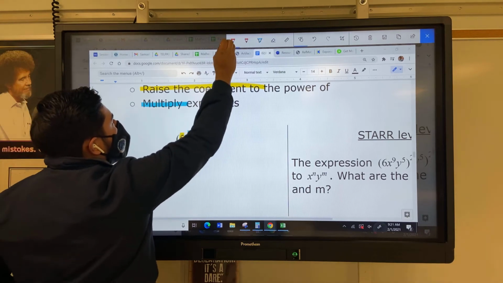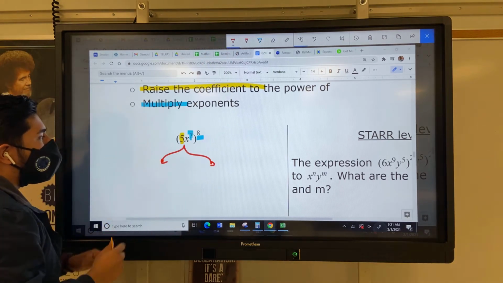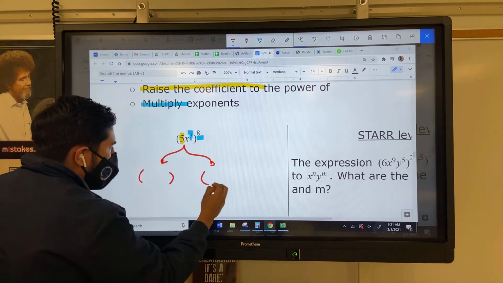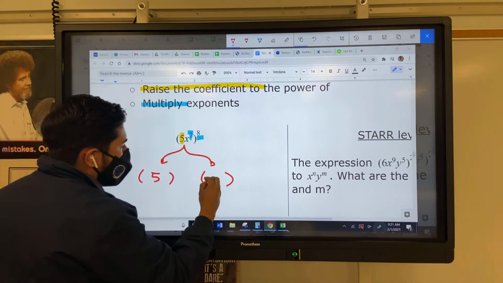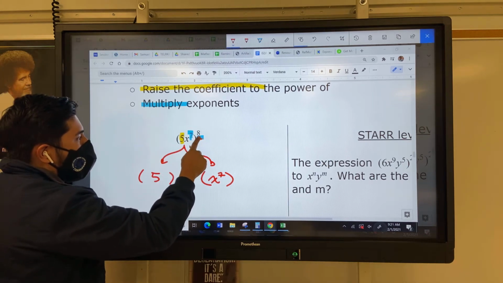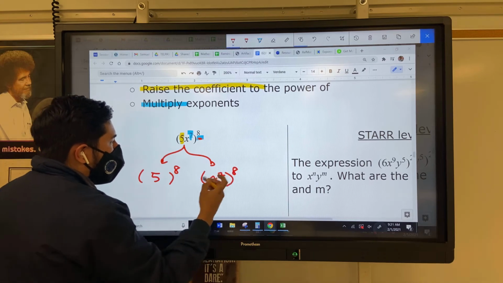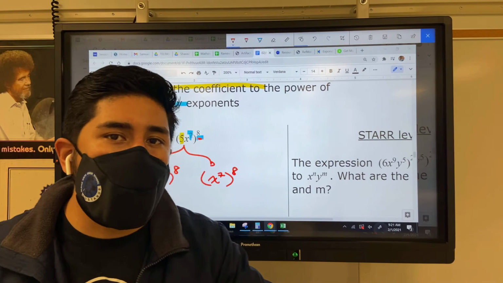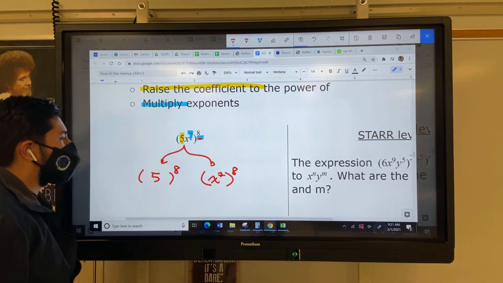Check it out. I'm going to split this up into 2 parts because I have a coefficient and a variable. Put it in parentheses. 5 goes in the first one. X to the 7 goes in the second one. And this 8, I underline it because it still goes with both of them, because all I did was break up these kiddos. So these kids were married, and I said, you know what? Let's split you up. But you both get a piece of pizza.